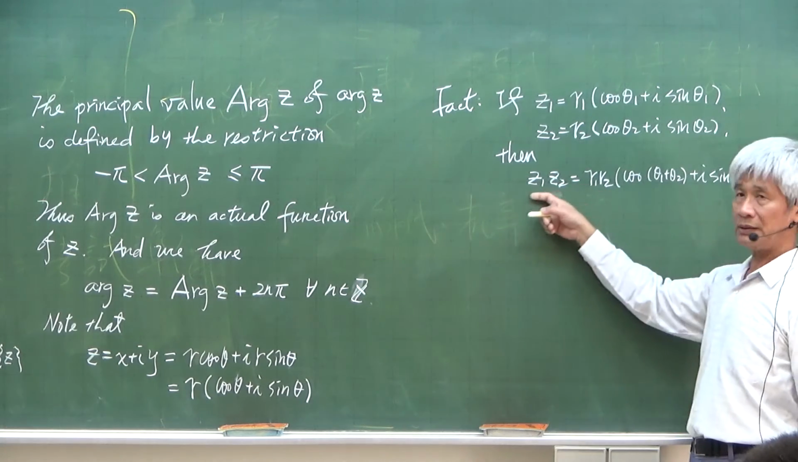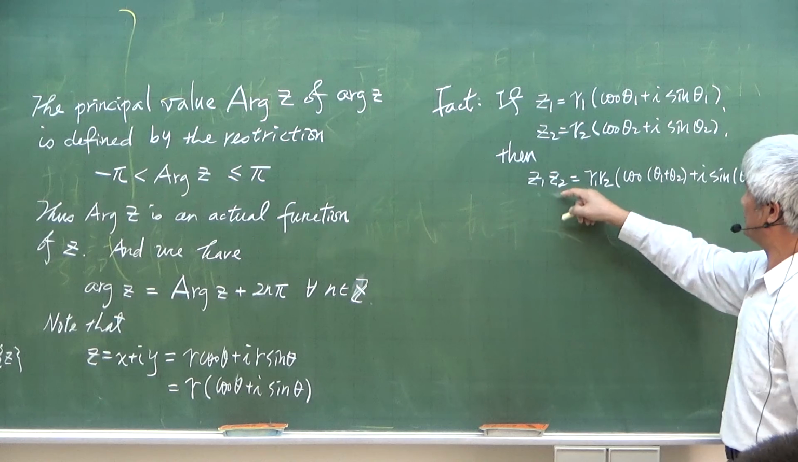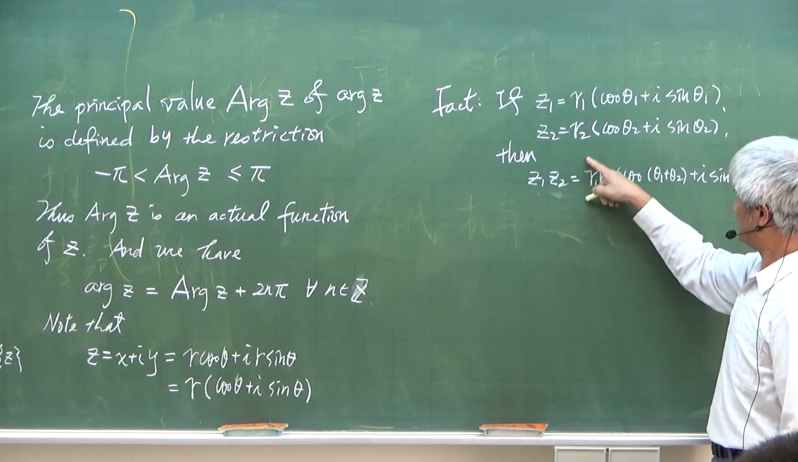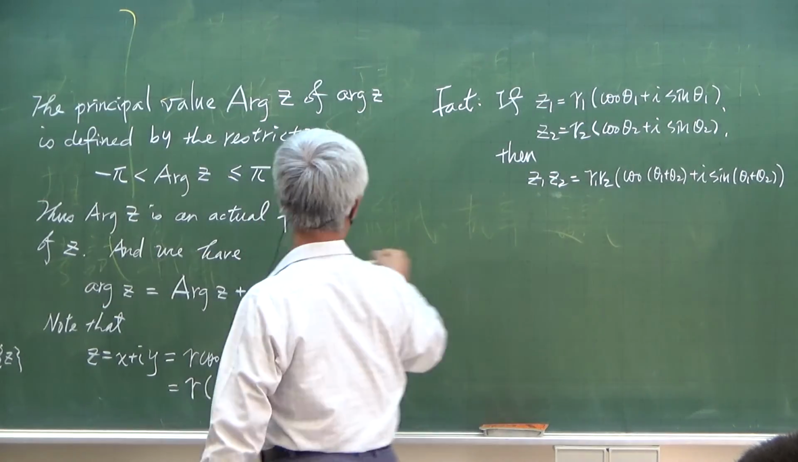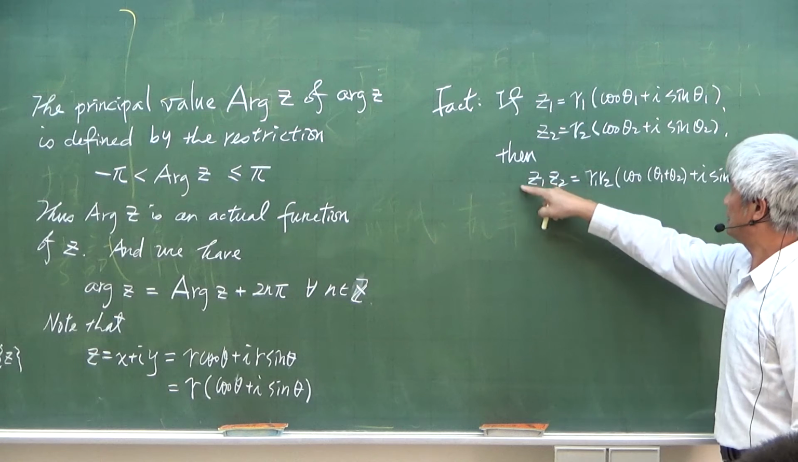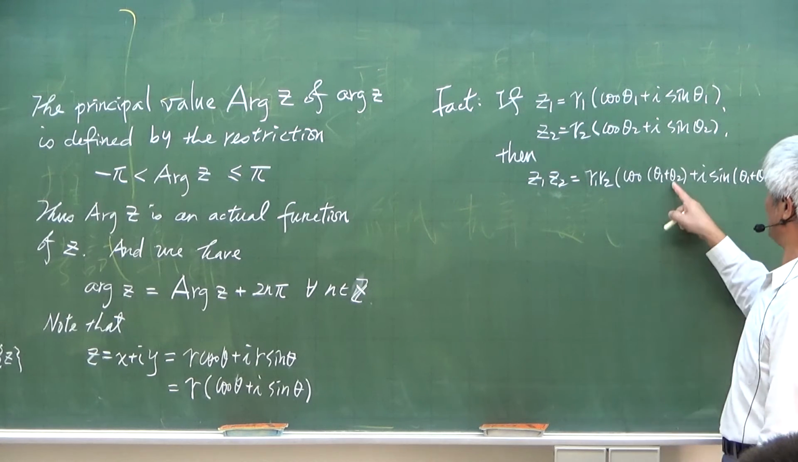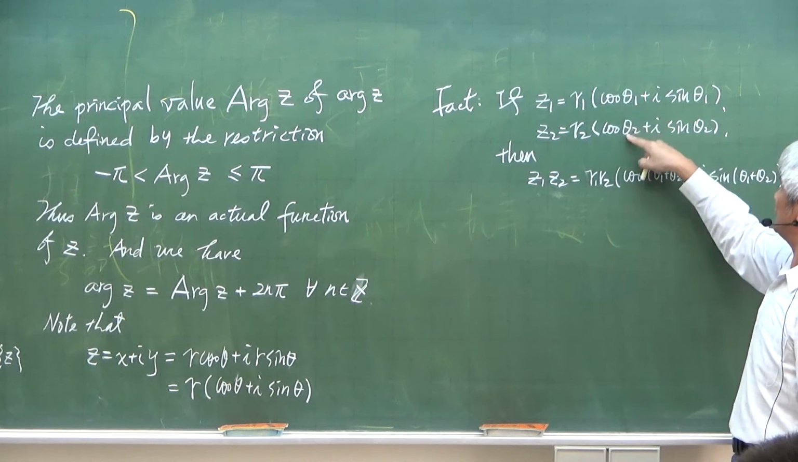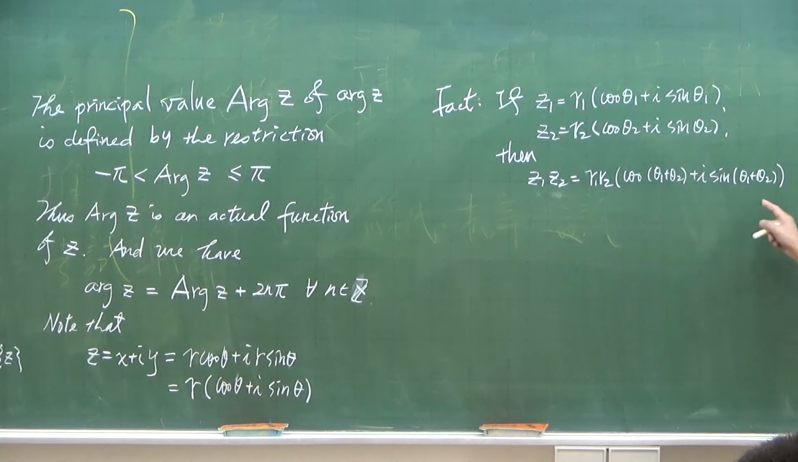Then the product can be composed. This is the length of Z1 Z2. So the length of this product is R1 times R2, and the argument becomes the sum of the argument of Z1 and Z2. That is very convenient to write down.